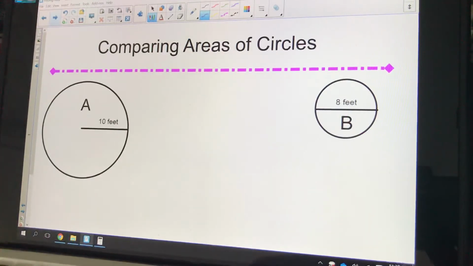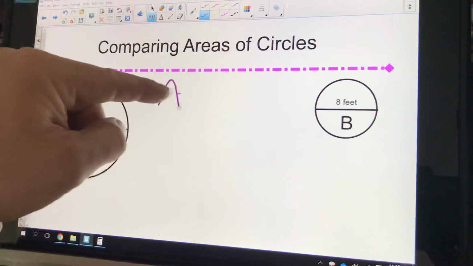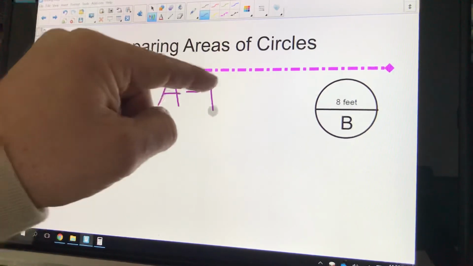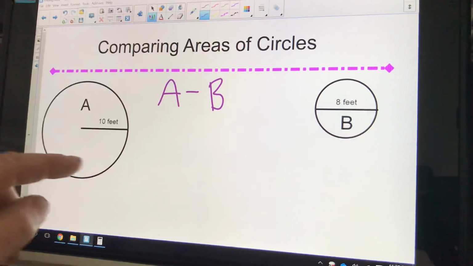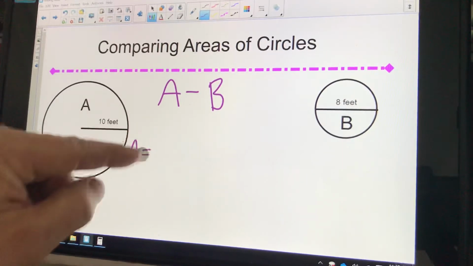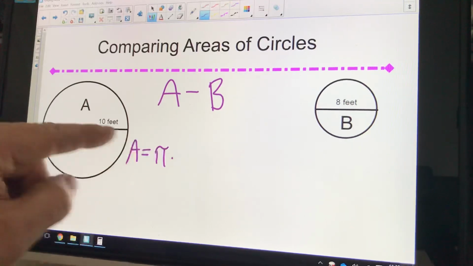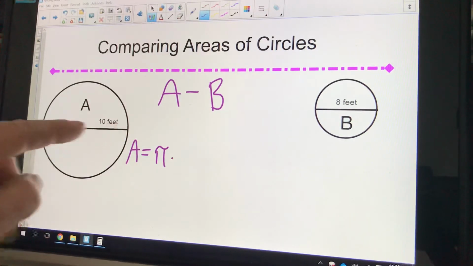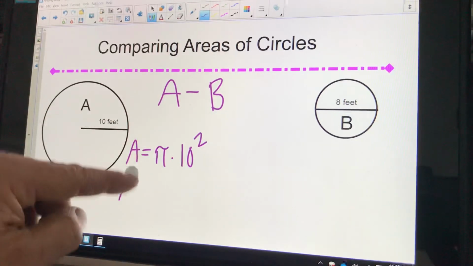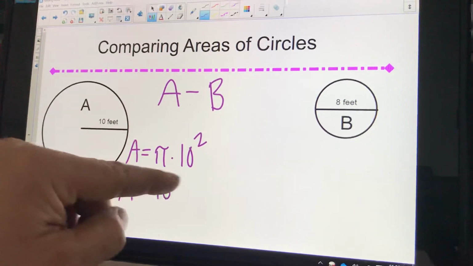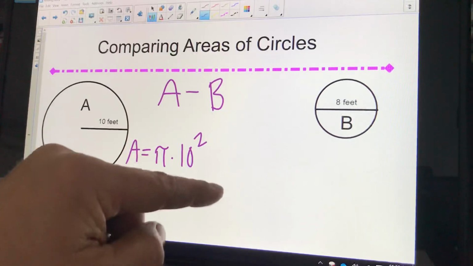Okay, comparing the areas, right? Now, comparing areas is always the area of circle A minus the area of circle B. That's all we're trying to do. So I'm going to find the area of circle A. Area equals pi times radius. Is that the radius? It's got to be because the line only goes halfway through. 10 squared. What is 10 squared? That is 100 pi. Okay.